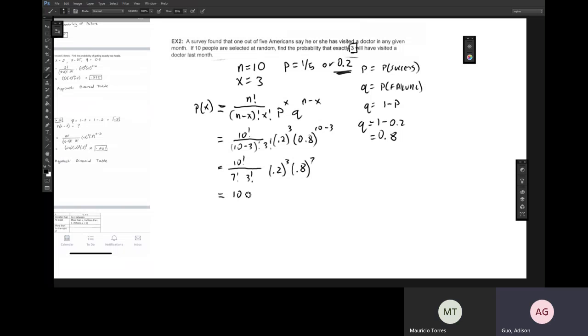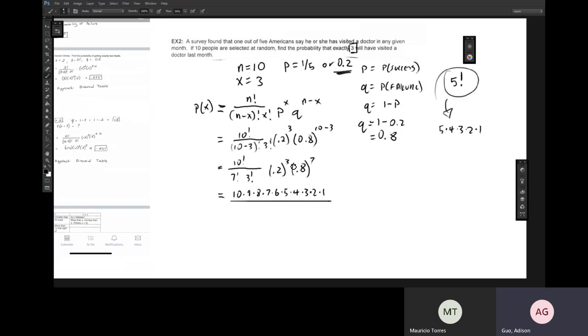Sorry, I skipped ahead a little bit, but 10 factorial is basically 10 times 9 times 8 times 7 and so on, right? Do you know what a factorial is? No. That's all right. This is just a quick explanation: for 5 factorial, that's just 5 times 4 times 3 times 2 times 1. You multiply each number below it until you get to 1.